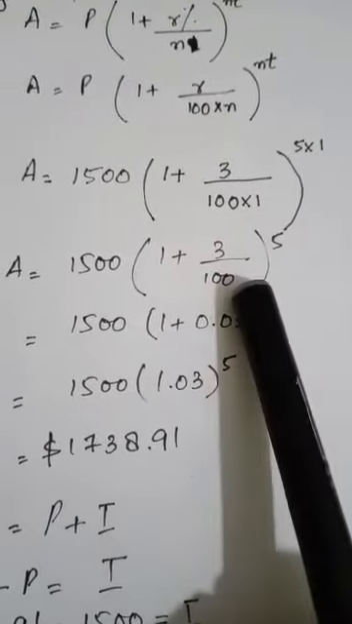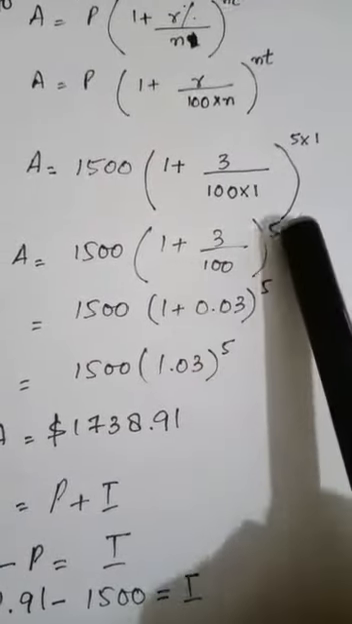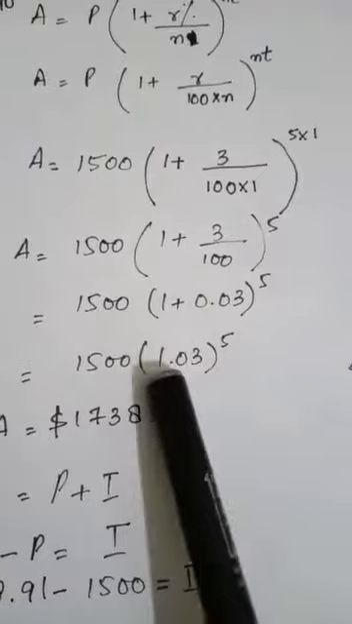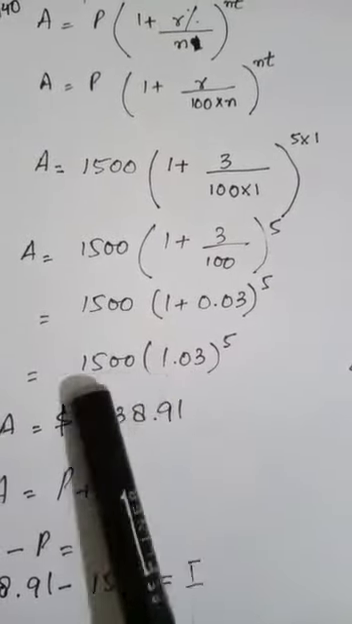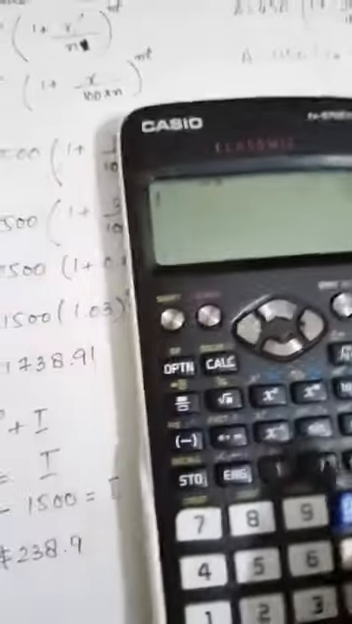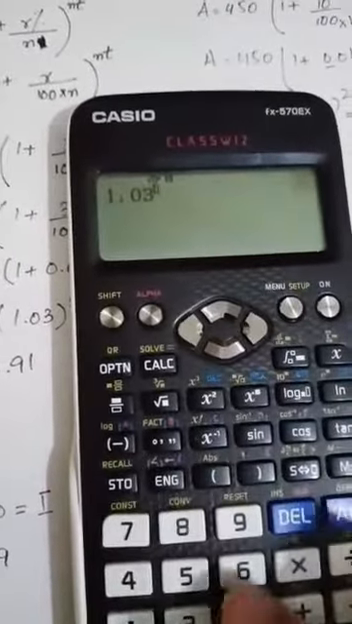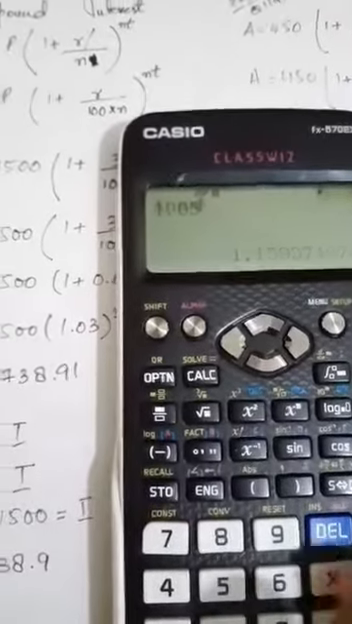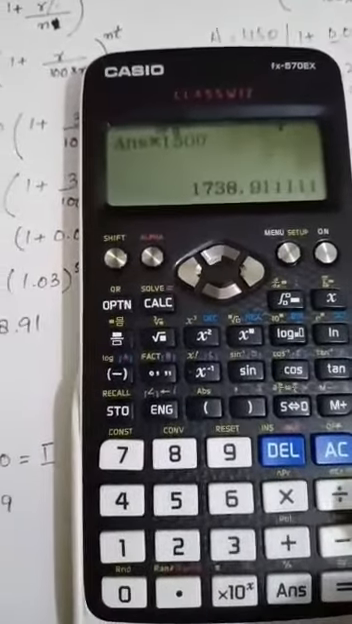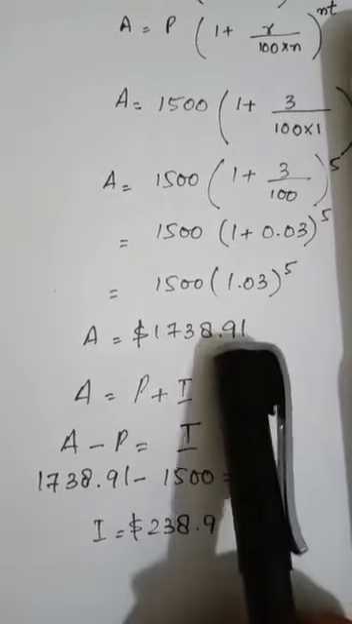Okay, now when we simplified it, 5 ones are 5, and 100 multiplied by 1 is 100. So here, as we have the power 5, we just simplified this. Add these two values, took the power 5, and then calculated on the calculator: 1.03 power 5, and then multiply by 1500. So the answer is 1738.9. Okay, we were getting 1738.9, you have solved this one.